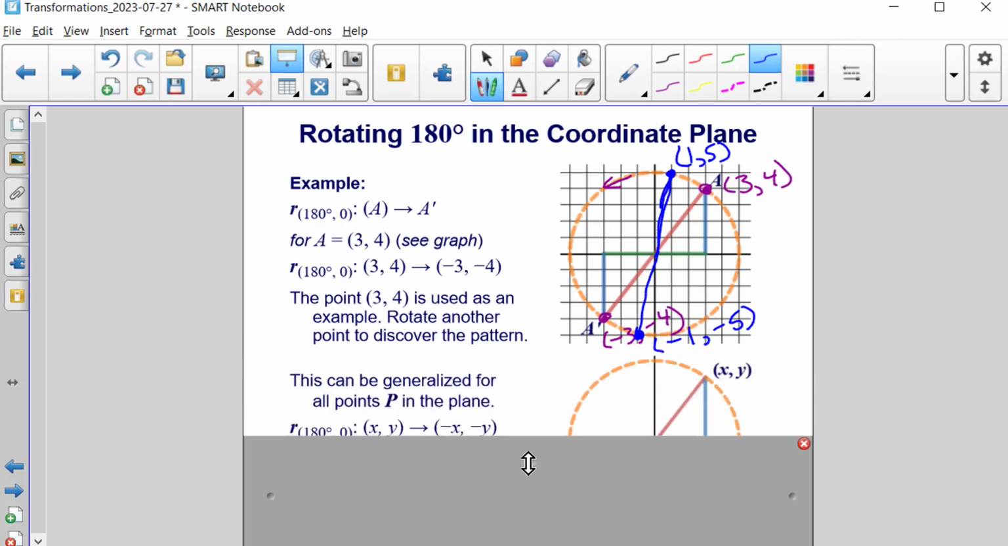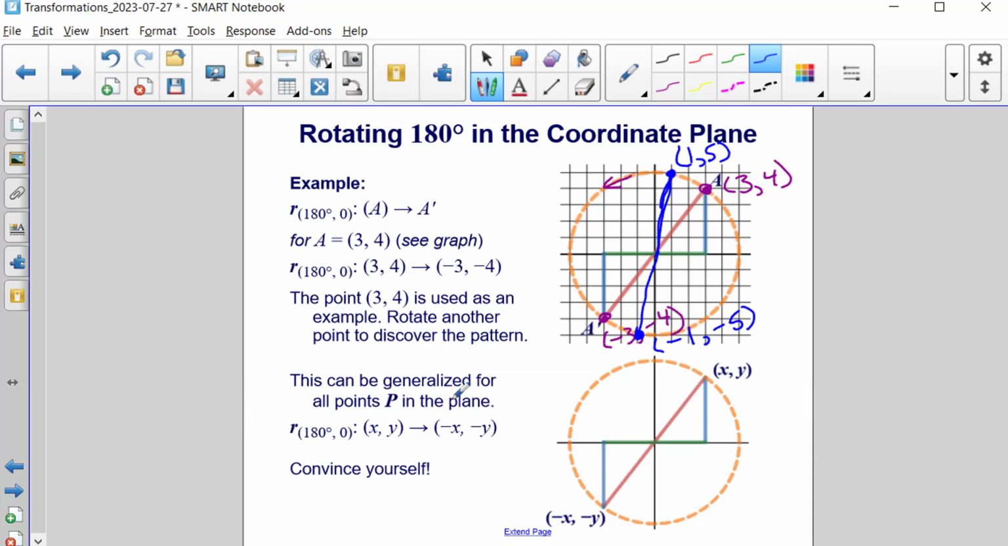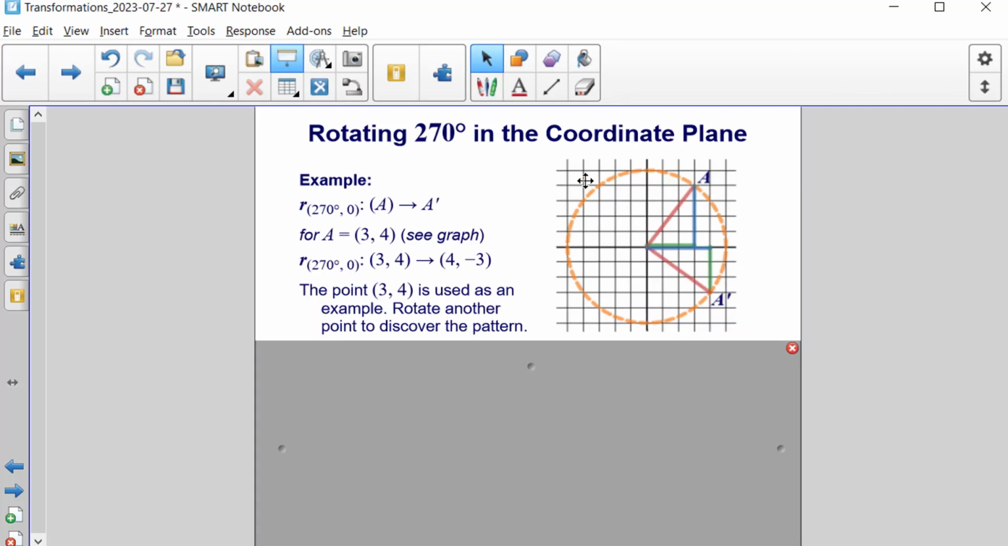So this can be generalized for all points P in the coordinate plane. A rotation of 180 degrees counterclockwise about the origin makes the x, y coordinates become negative x, negative y. In other words, the signs change, but the x and y coordinates stay in the same position. How about rotating 270 degrees in the coordinate plane?